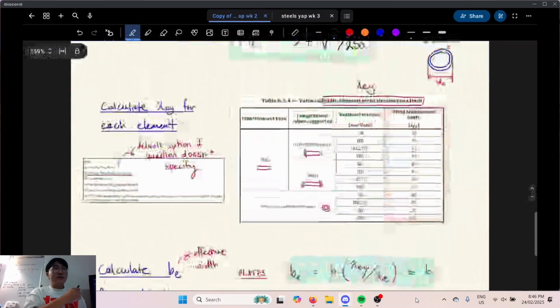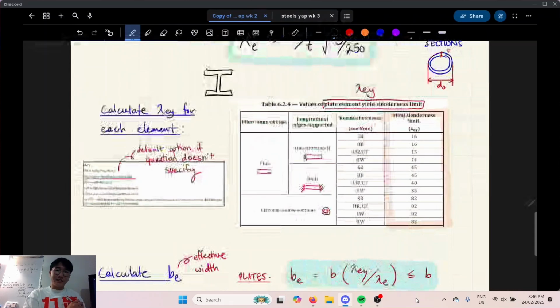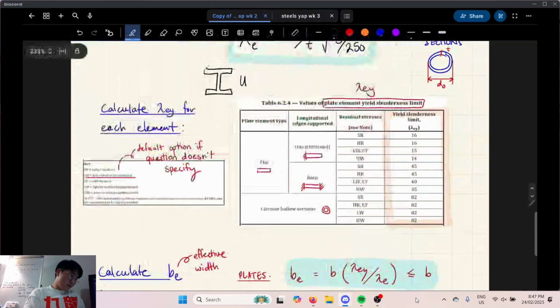Now the thing about your web element and the flange element is they're going to behave a little bit differently. Assuming it's a UC or something, given that this is roughly representative of the dimensions of our section, would you expect the tip of the flange to buckle more easily or the middle of the web? For a column. Yeah, let's just say a UC. Tip of flange. Yeah, why does that make sense in your head?